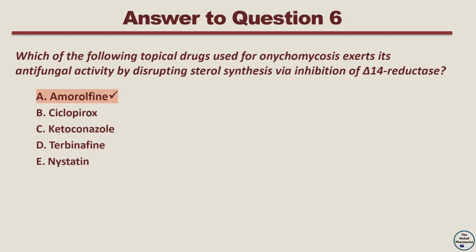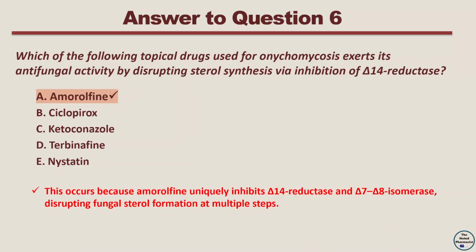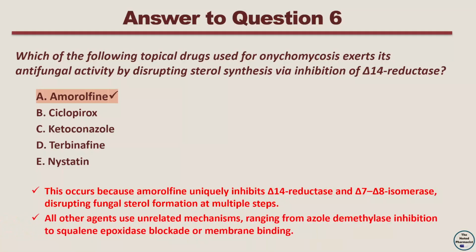The correct answer is option A, amorolfine. This occurs because amorolfine uniquely inhibits delta-14 reductase and delta-7 to delta-8 isomerase, disrupting fungal sterol formation at multiple steps. All other agents use unrelated mechanisms, ranging from azole demethylase inhibition to squalene epoxidase blockade or membrane binding.